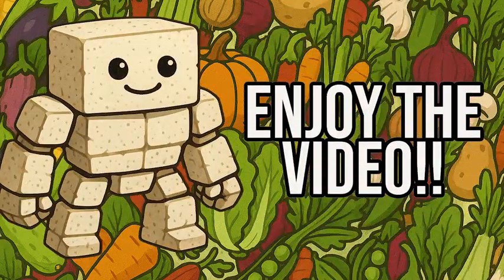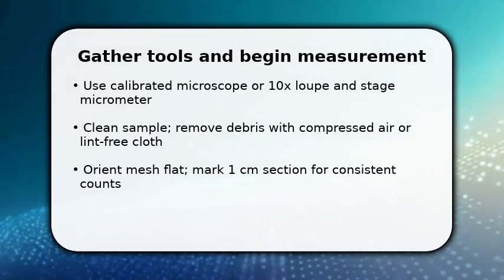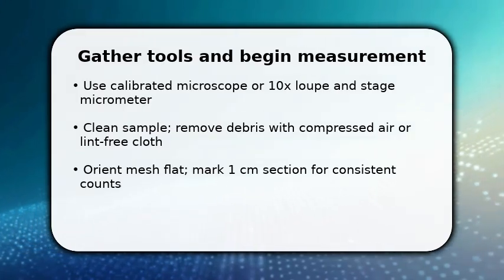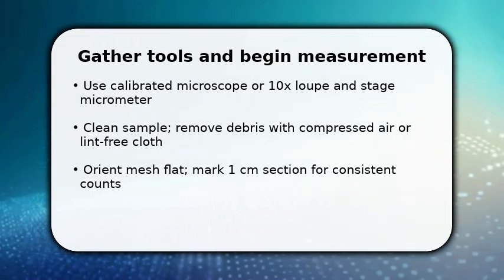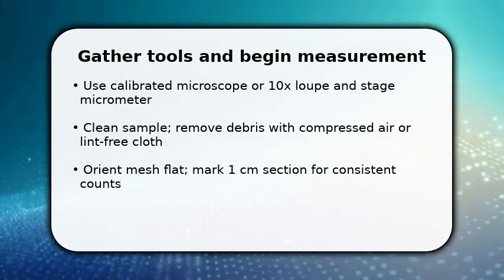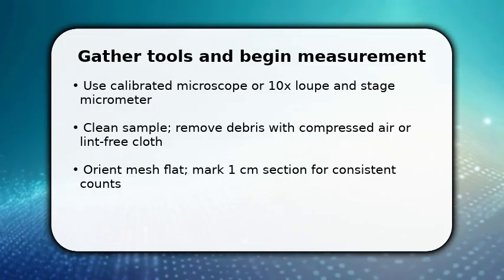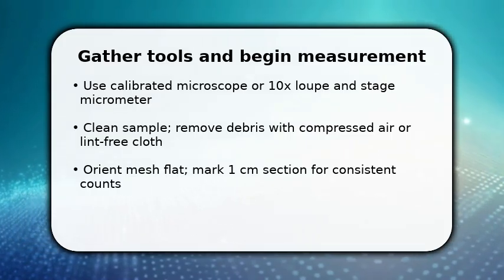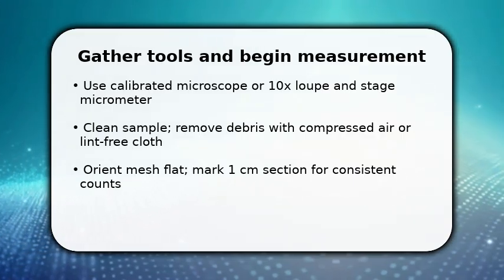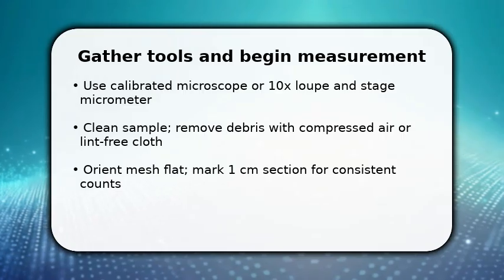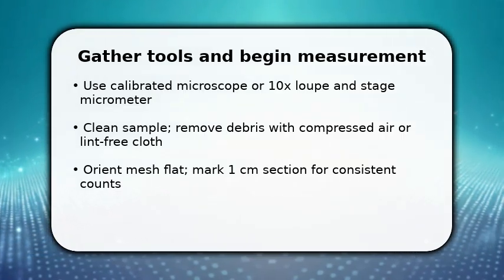Please enjoy the video. You start by preparing the mesh and tools so measurement gives repeatable results. Use a calibrated microscope or a 10x loop with a stage micrometer. Once set, place the cleaned mesh flat under the lens. You count openings across a known distance, usually 1 cm or 1 inch, so you can convert to mesh count. Make sure to remove distortion by holding the mesh taut and perpendicular to the optical axis. This first step prevents systematic error and speeds the rest of the process.